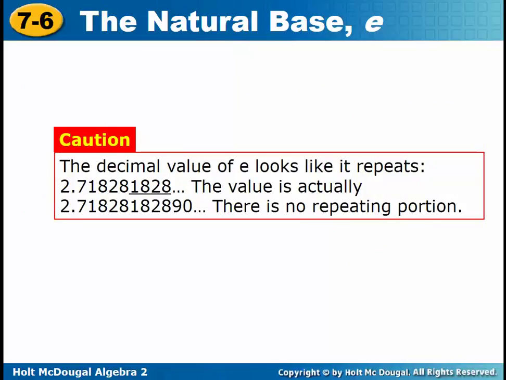The decimal value of e looks like it repeats, but it actually keeps going on. There's more digits after that. There's no repeating part. It's like pi. It's irrational. The digits will continue. There hasn't been found to be an end to it.